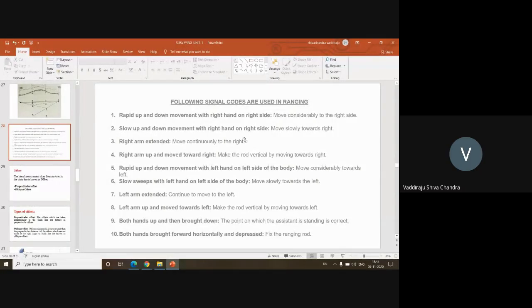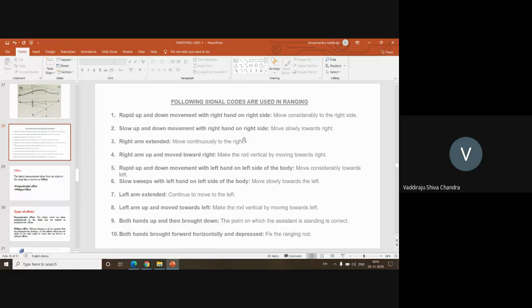When it is brought forward horizontally and brought down, then you are giving an instruction: fix the ranging rod there. You have identified the correct location, please fix the rod there. It's simple: moving your hand fast or slowly towards the right hand side indicates that you need to move towards your right hand side. A fast or slow movement using your left hand indicates that you move towards the left hand side, either slowly or fast.